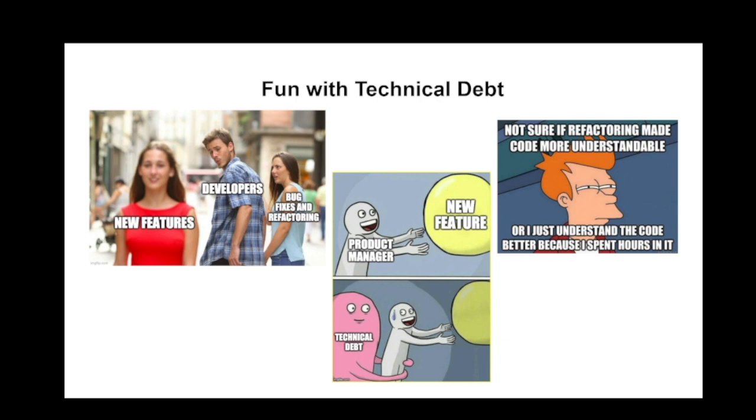And this first one talks about developers having these mundane tasks such as bug fixes and refactoring and being distracted by new features. The idea is that you need to focus on your bug fixes and refactoring before you go for your new features. A similar thing in the center, where a product manager sees a new feature and the monster of technical debt pulls them back from it. Then the third one has Fry from Futurama. Not sure if refactoring made code more understandable or I just understand the code better because I spent hours in it. So this intersects with a couple things we stress in the class.